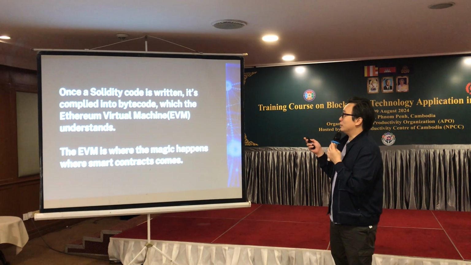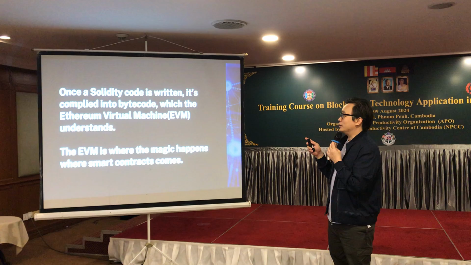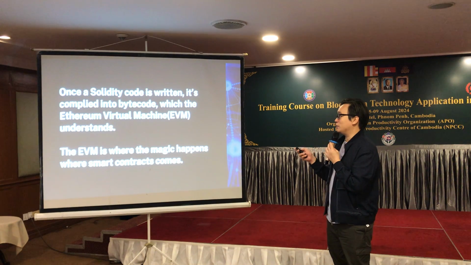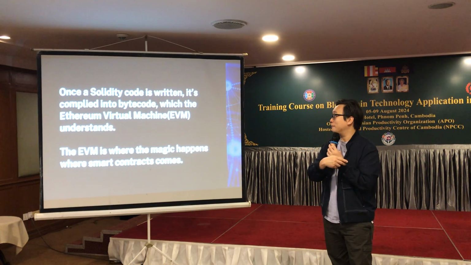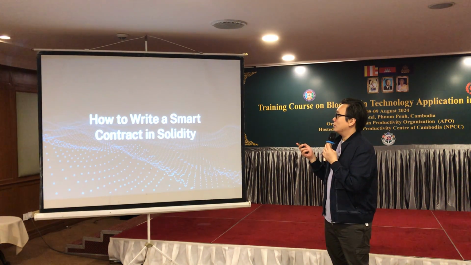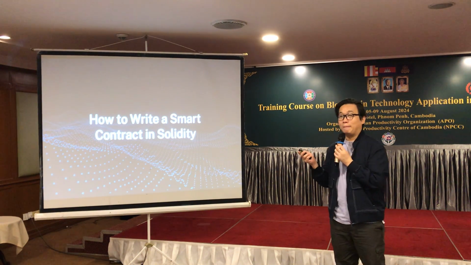So once the code is written, it is compiled into bytecode, which runs on the EVM, as we all understand. So the EVM is where the magic happens, where the smart contract comes in. So how do you write the smart contract?